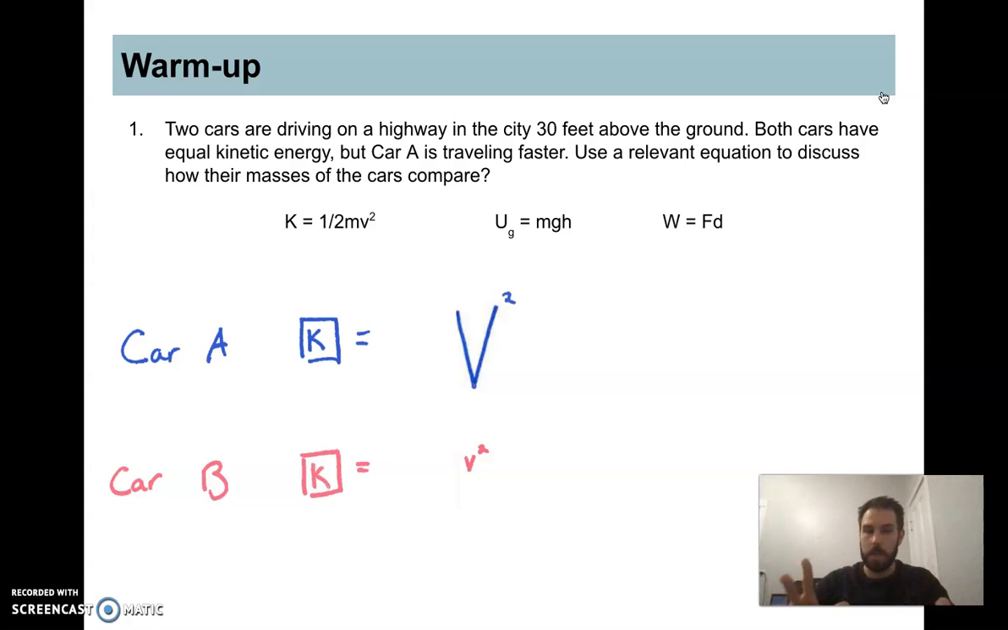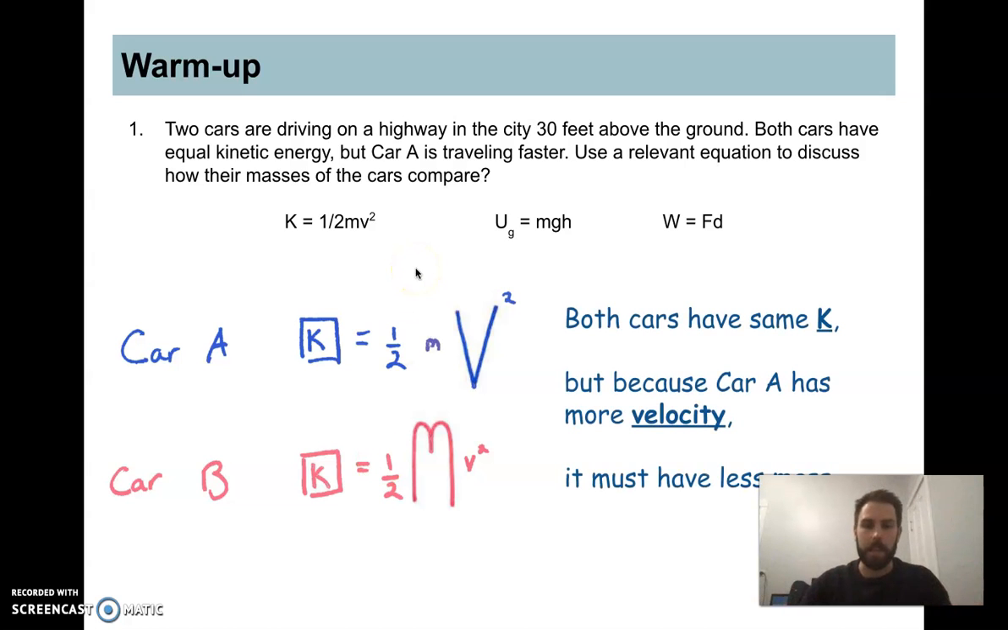So in order for these to still be equal, if they have the same K, then car A has to have less mass. Car B has to have more mass. And yes, there is the 1/2, but remember it's proportional reasoning, so you don't even really need to worry about the 1/2. If I were to say this, I like to start with what's the same. Both cars have the same K, but car A has more velocity, so it must have less mass. And that's it, right? Just going back to our energy explanations.